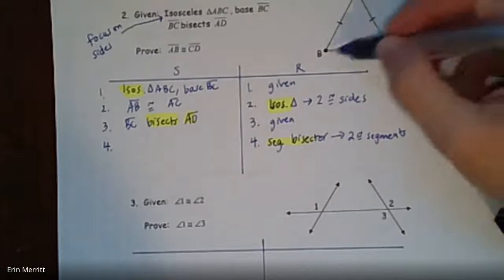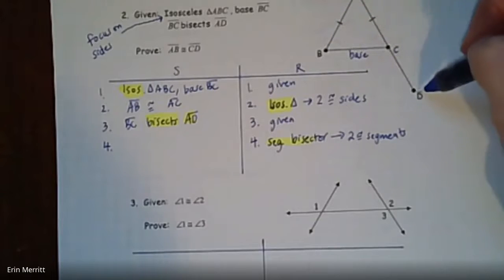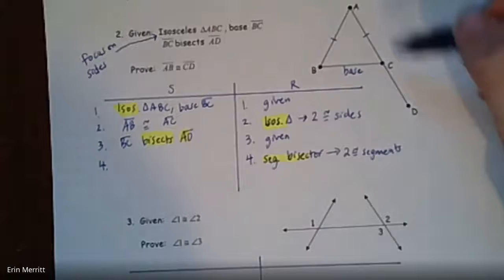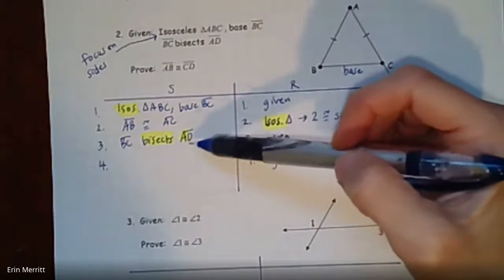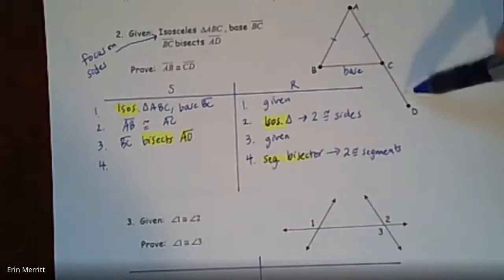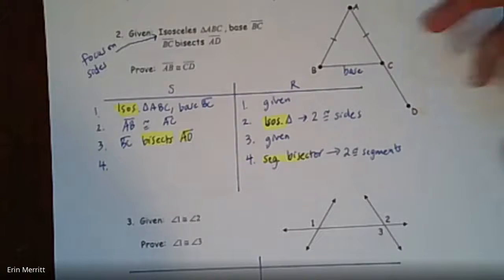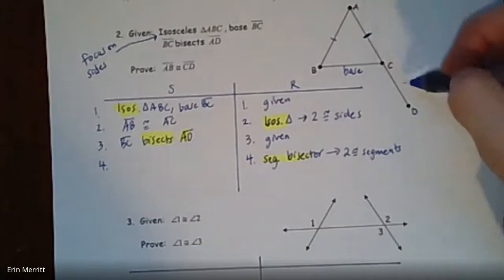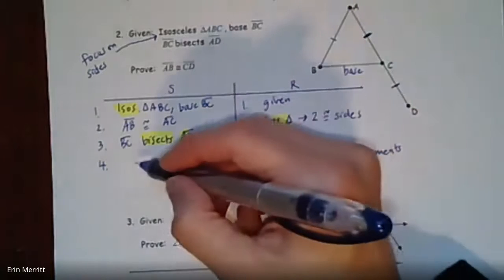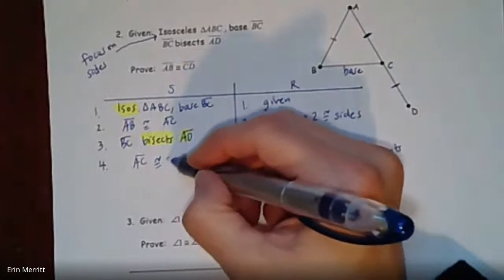So BC comes through and bisects AD. You have to read that carefully. This is what's cutting it in half. This is the part that's actually getting bisected. So since AD is getting bisected, that means that AC here is congruent to CD. Those are my 2 congruent segments.